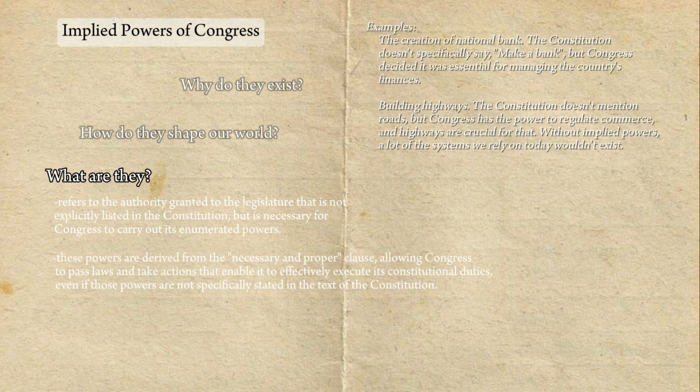Another example is building highways. The Constitution doesn't mention roads, but Congress has the power to regulate commerce, and highways are crucial for that. Without implied powers, a lot of systems we rely on today wouldn't exist.